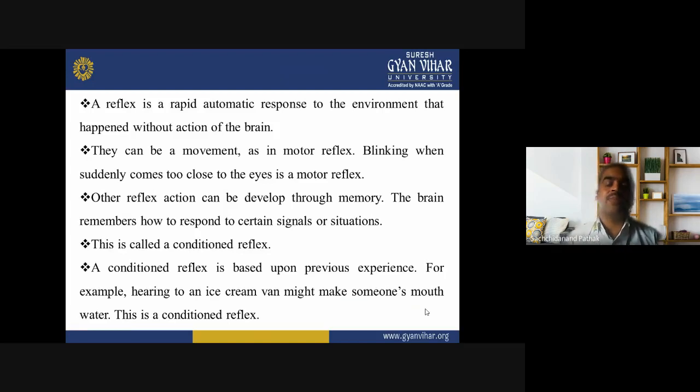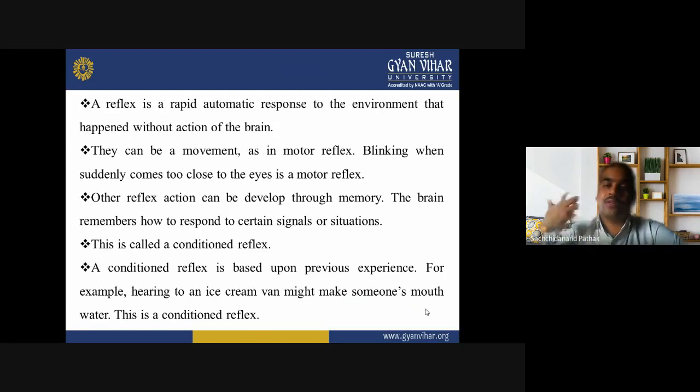They can be movements, as in a motor reflex, like blinking when something suddenly comes close to the eyes. Other reflex actions can be developed through memories. The brain may remember how to respond to certain signals or situations. This is called the conditional reflex. Now you can see there are other reflexes also. The conditional reflexes are those reflexes which are generated through memory.